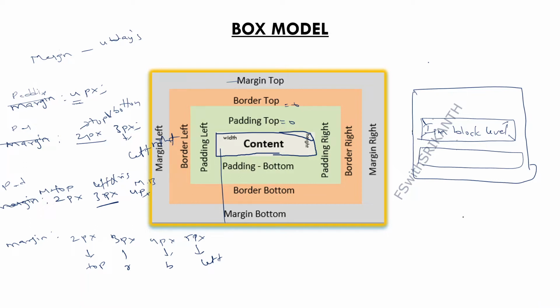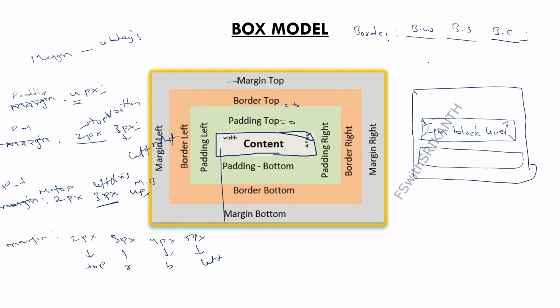Border is nothing but a line over the content, and we can provide different styles to this element's border. So how can we represent it? This is the border property. The border property has three values: the first is border width, the second is border style, and the third is border color. With the help of these three values we can represent it.